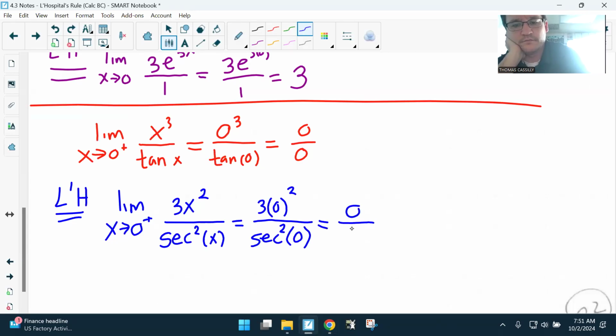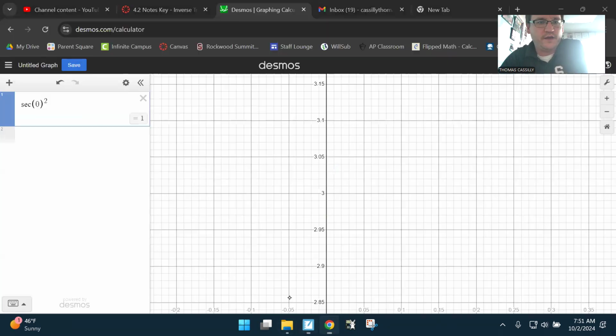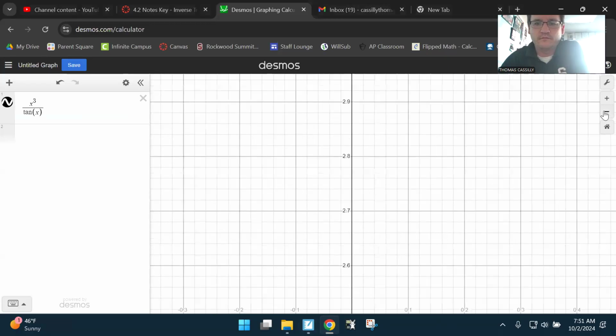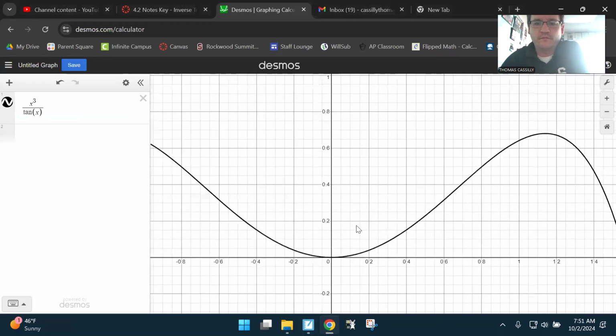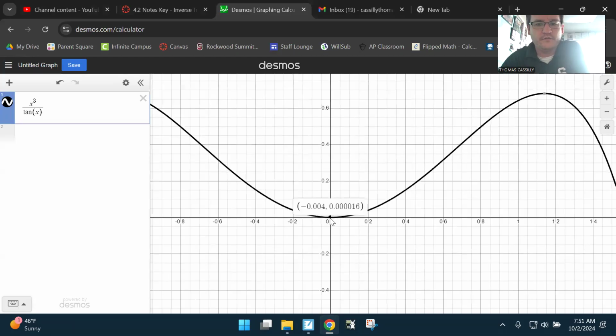So this equals 0 over 1. And again, if you wanted to confirm it, go ahead in Desmos and type in x cubed over the tangent of x. Let's see what we get. x cubed divided by the tangent of x. There it is. As x approaches 0, we're at 0. It's probably going to tell us it's undefined right here, right? But we're talking about as it approaches, not the actual value. So this is not a continuous function, but the limit does exist at 0.